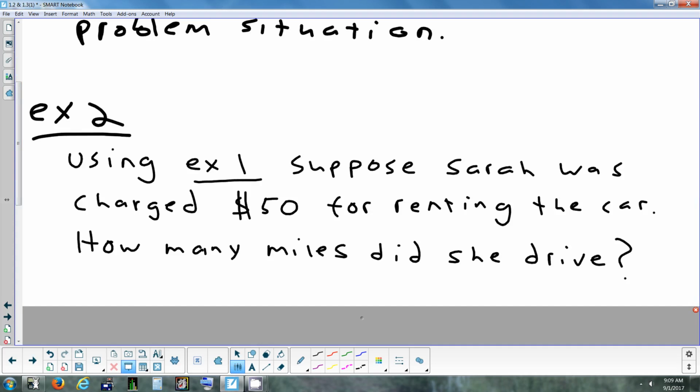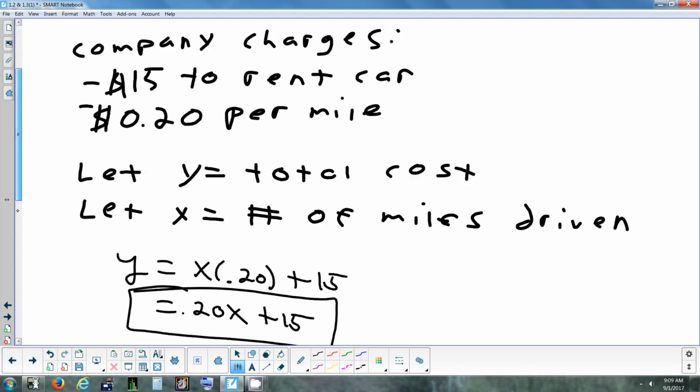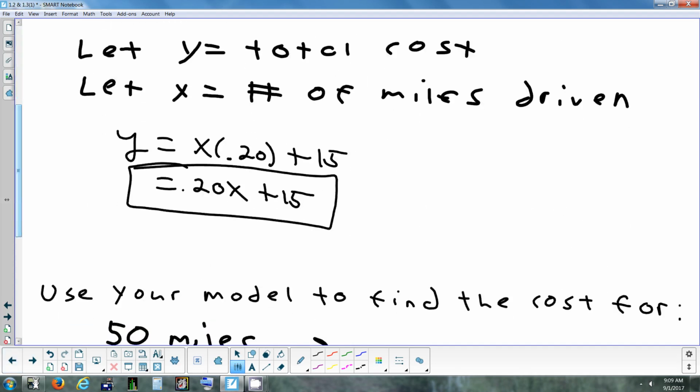Okay, what's a little different about that one? It says, Sarah was charged $50 for renting the car. How many miles did she drive? What's different here? Yep, Eddie? Value and asking you for the X. Yeah, they're giving you the y value, and they're asking you for how many miles. What's the x? So we're going to take the equation we just had, except fill in for y.